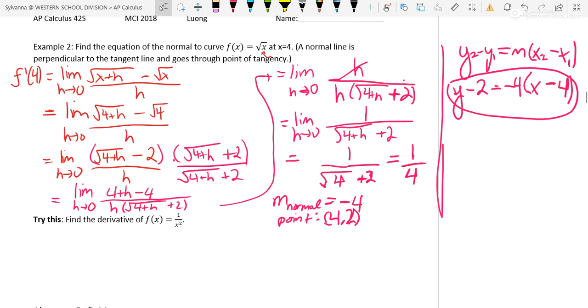So you can do that one and try it on your own. You want to find the derivative of f of x is equal to 1 over x squared. Just do that on your own time. If you have any questions, you can just ask later.